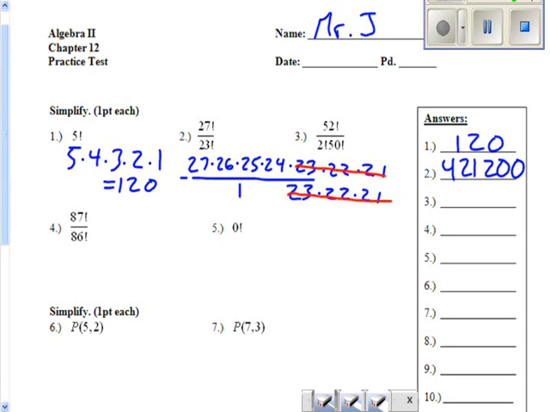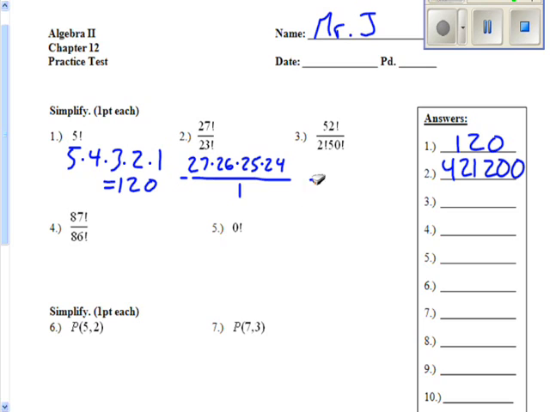Okay? And that's it. So remember, we're canceling out everything from 23 on down. We're chopping its legs off, and there it is.